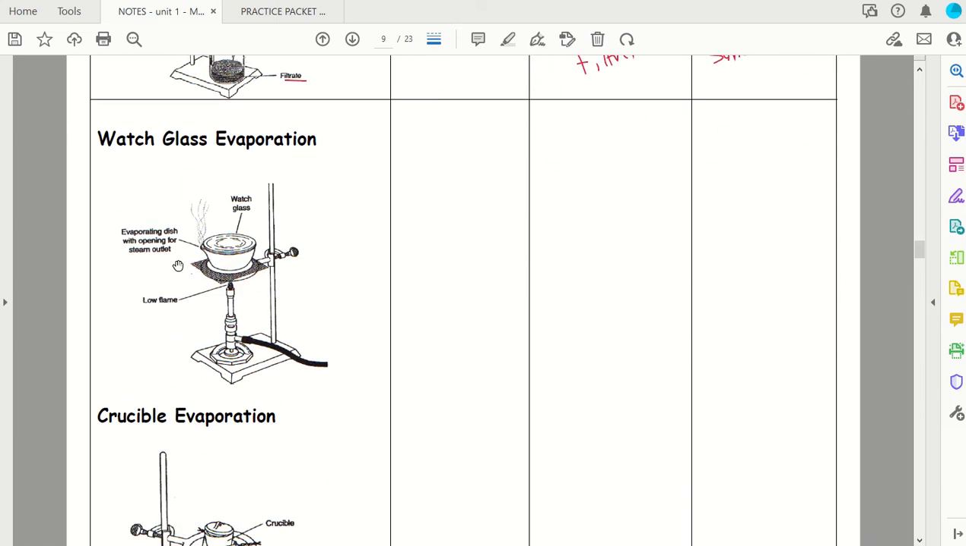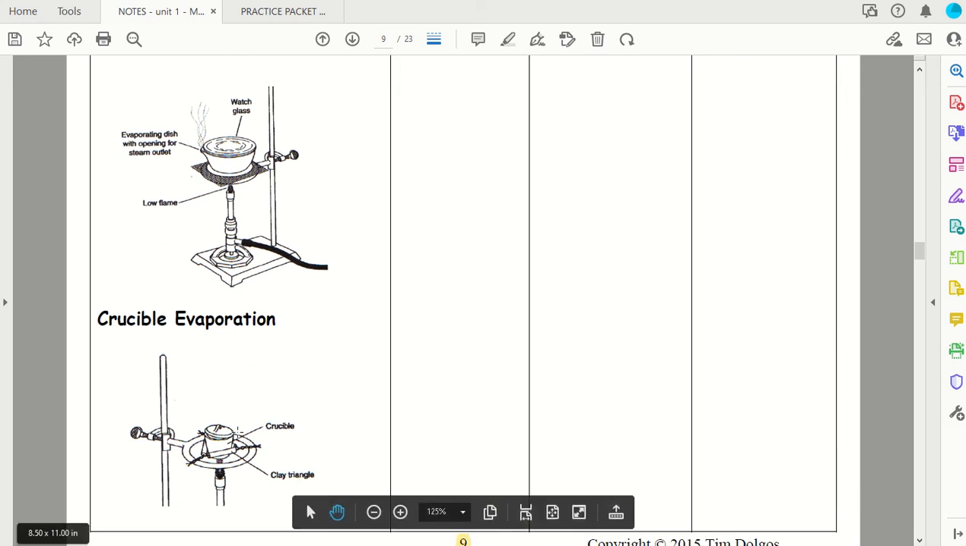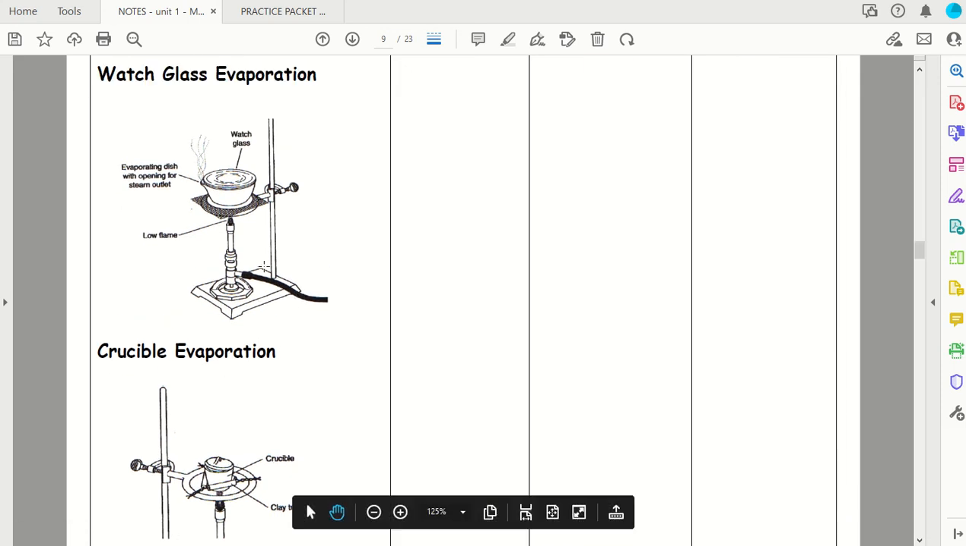This one's a clever one. You'll notice we have a crucible. We'll have a Bunsen burner, low flame, an evaporating dish, and a watch glass that goes over it, but there's a little place for vapor to come out. A different way to do it is just by crucibles. Crucible with a lid, a clay triangle that holds it nice and steady. Both of these are advantageous in some ways. When you set these up in your lab, make sure you're careful because these will be very hot.